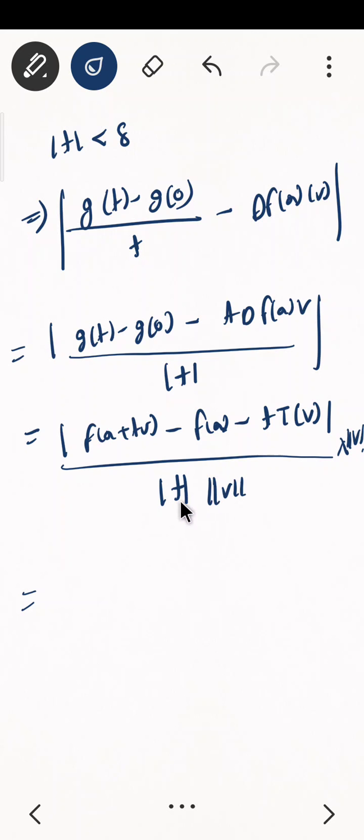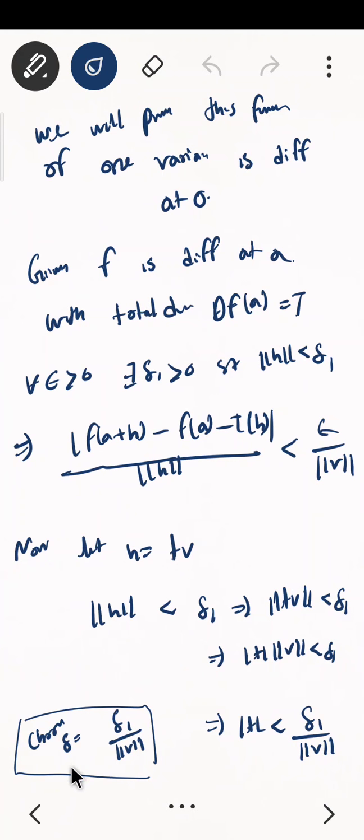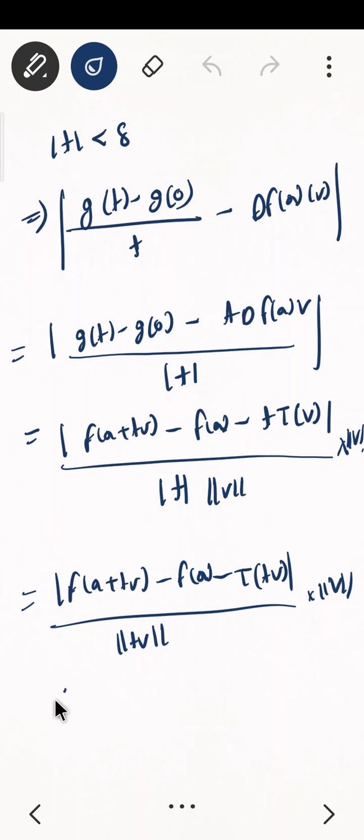look at this, I can combine these two. So I'll be having f of a plus tv minus f of a minus t df of a at v upon norm of tv, and that is multiplied by norm v. And you know that this is already less than epsilon upon norm v, correct? That is actually less than epsilon upon norm v. So if I write at this place, this is less than epsilon upon norm v multiplied by norm v, that is less than epsilon. Correct.